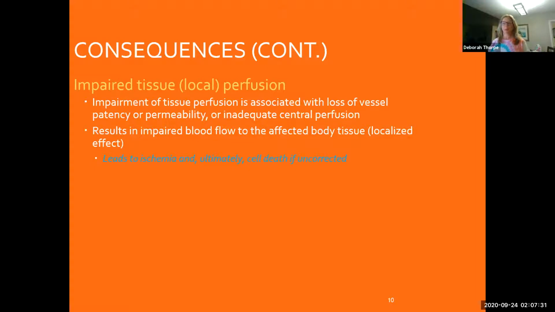Impaired tissue perfusion is the impairment of tissue perfusion with the loss of vessel patency or permeability, or inadequate central perfusion. This can affect body tissues systemically, or it can have a localized effect.